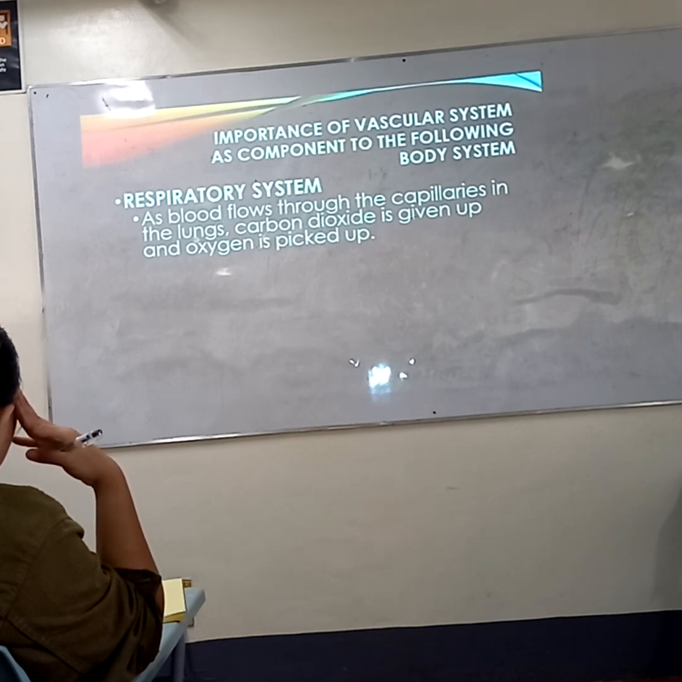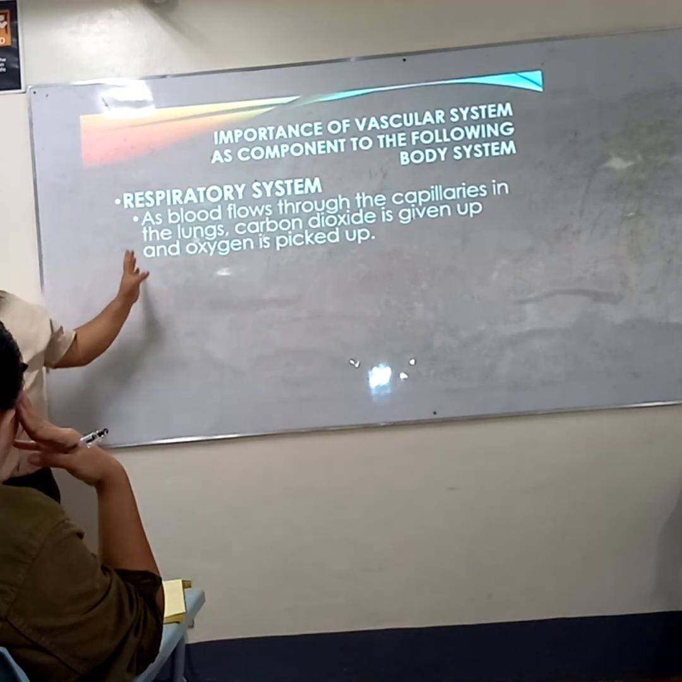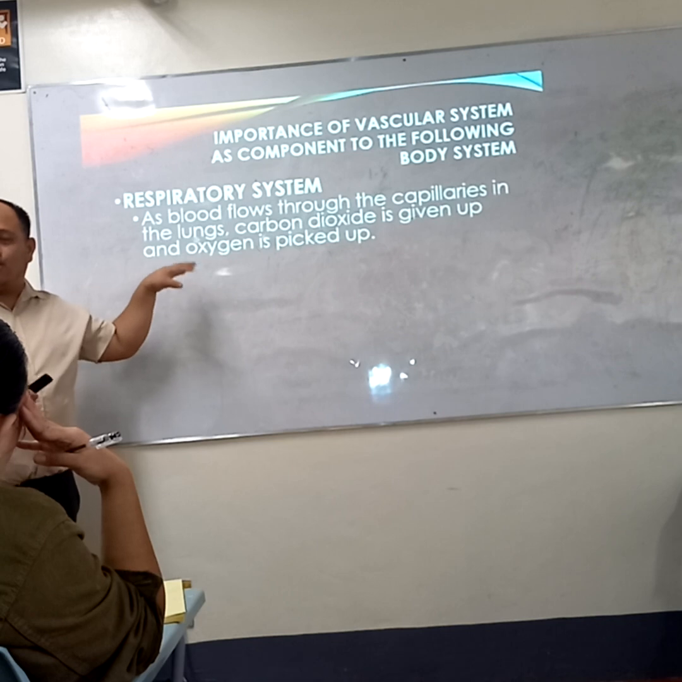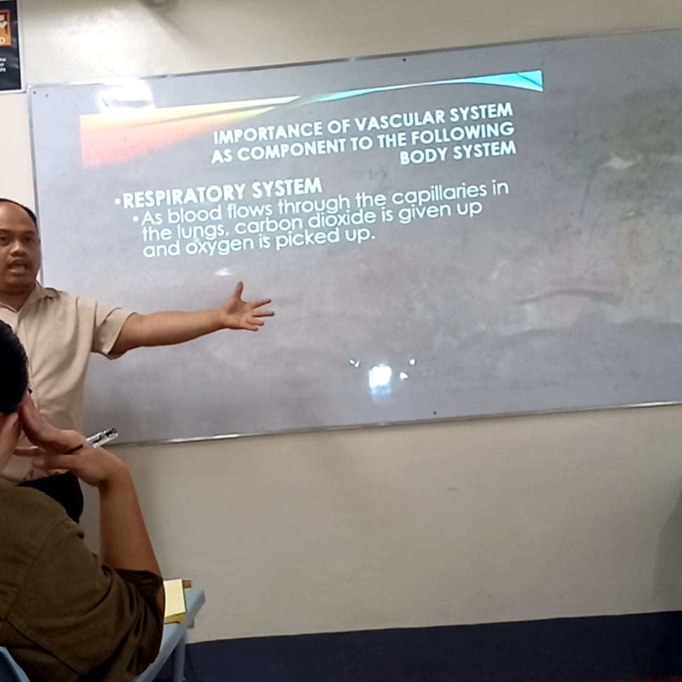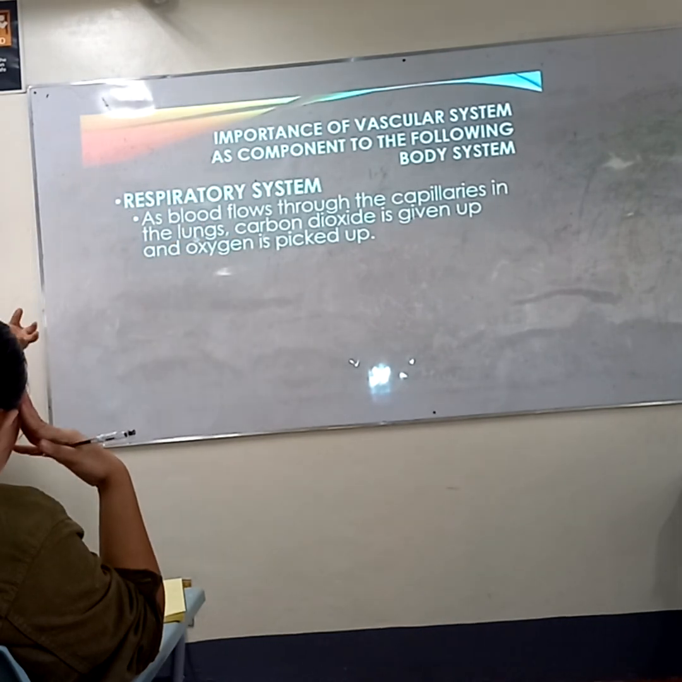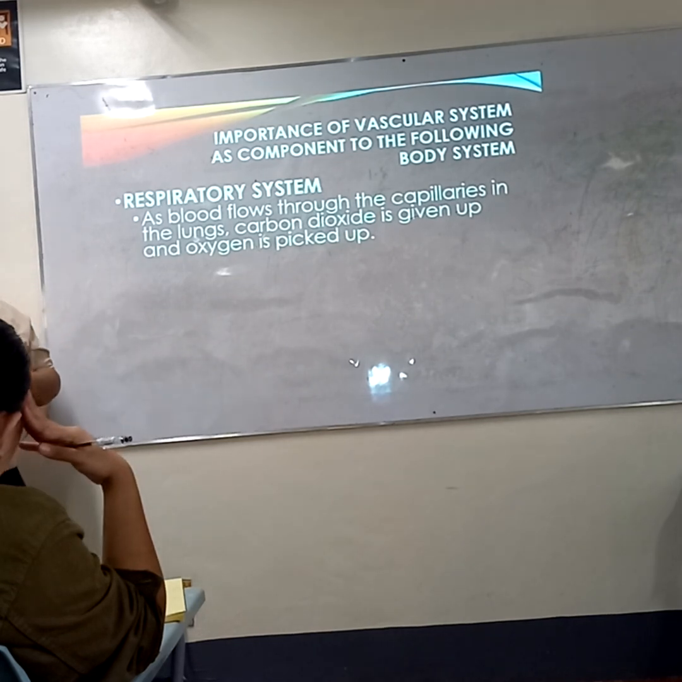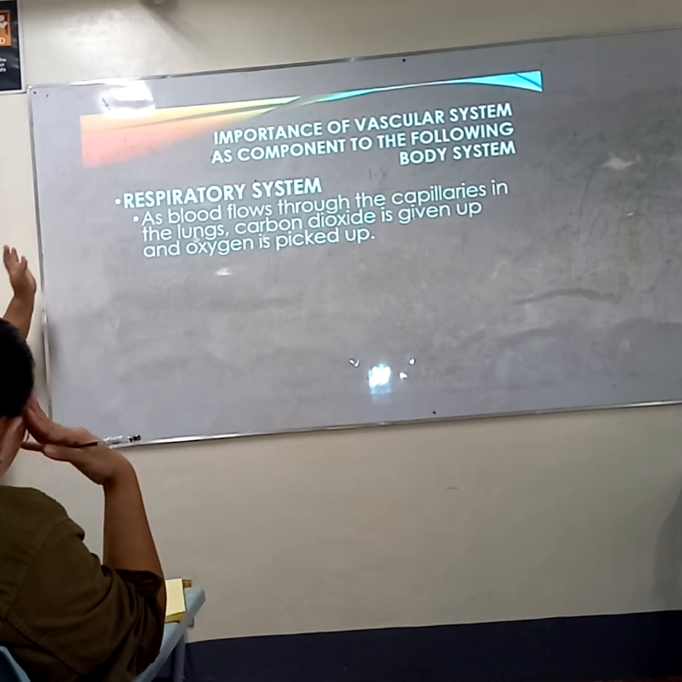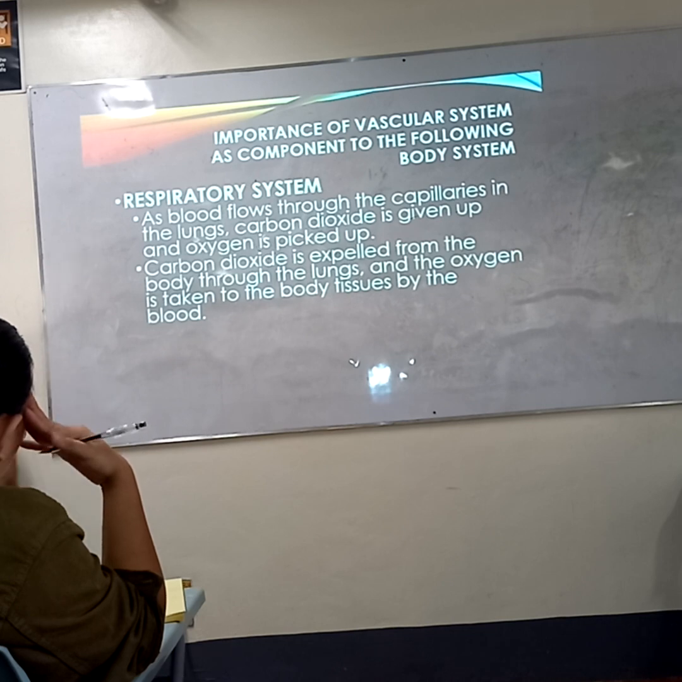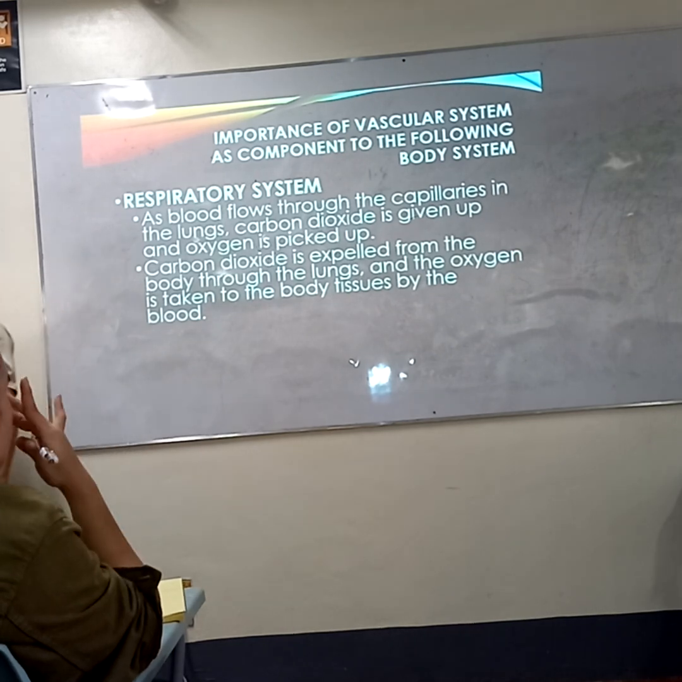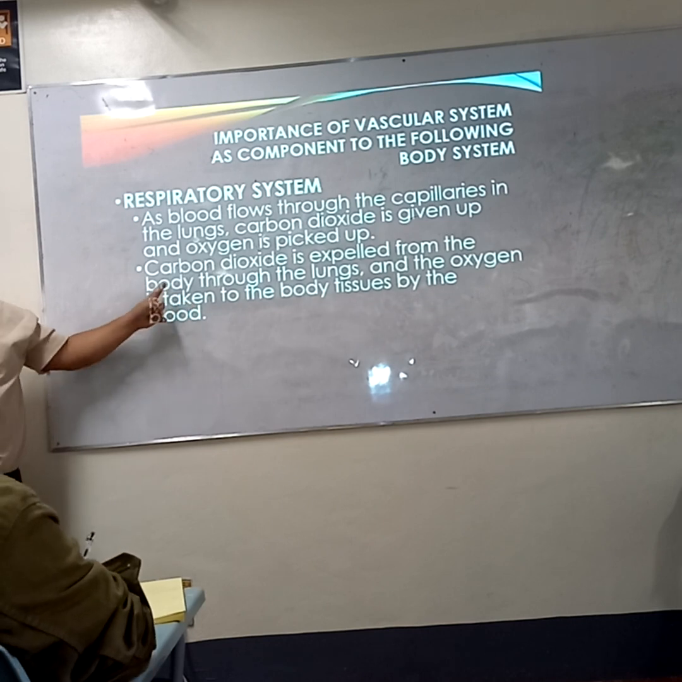If the blood comes through the artery, rather the pulmonary artery, since that's the last one, going now to your lungs, it will exchange carbon dioxide for oxygen. Then the oxygen-containing blood goes back through the pulmonary vein into the heart. Then it will circulate now to the entire system. Clear? So that's how the respiratory system is related. Carbon dioxide is expelled through exhalation, from the body to the lungs, and the oxygen is taken to the body tissues by the blood. Basic? Okay?